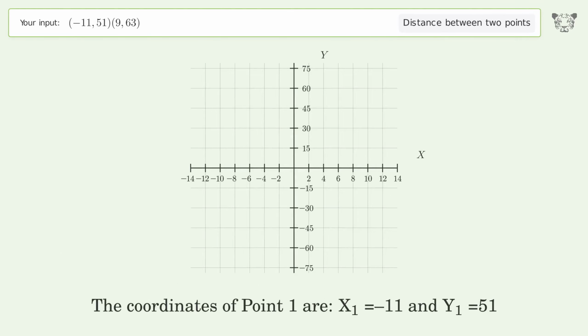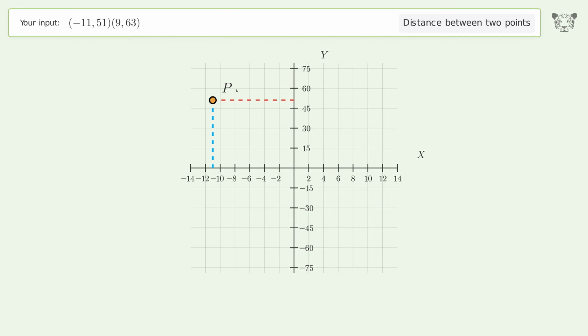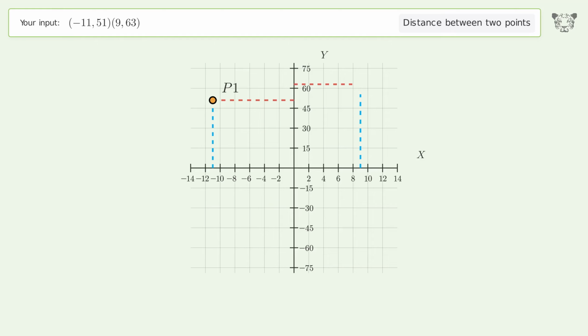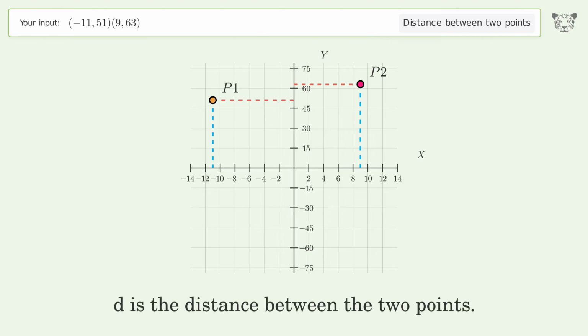The coordinates of point 1 are x1 equals -11 and y1 equals 51. The coordinates of point 2 are x2 equals 9 and y2 equals 63. D is the distance between the 2 points.